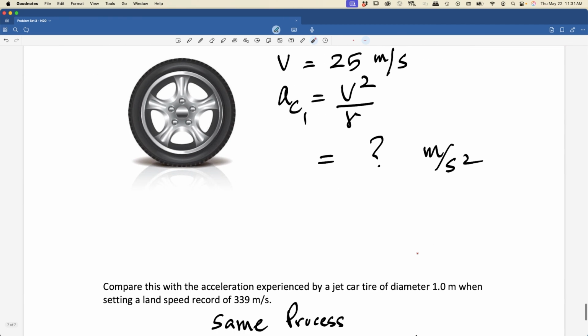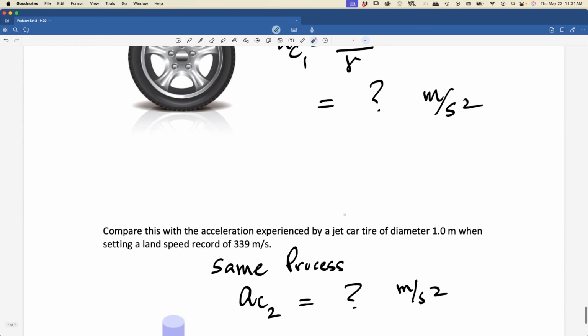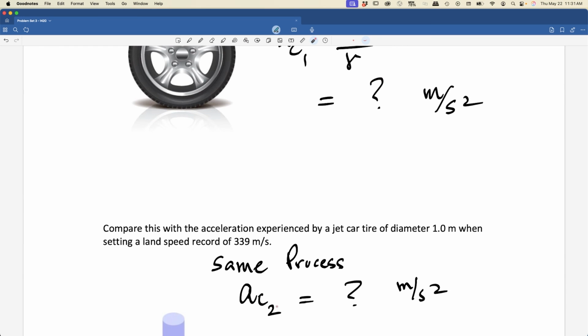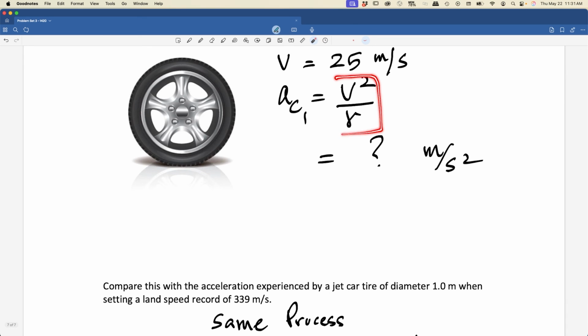Okay. And then you have to do the same thing, because now you're asked to compare this with the acceleration experienced by a jet car tire. Again, its diameter is given, but look at the speed, it's so much higher. So that means you have to use the same formula to calculate the centripetal acceleration of the jet car tire, and you will get another number which will be much bigger because this is big. Do not forget to square it because the velocity has to be squared, okay? Be careful, put that in.